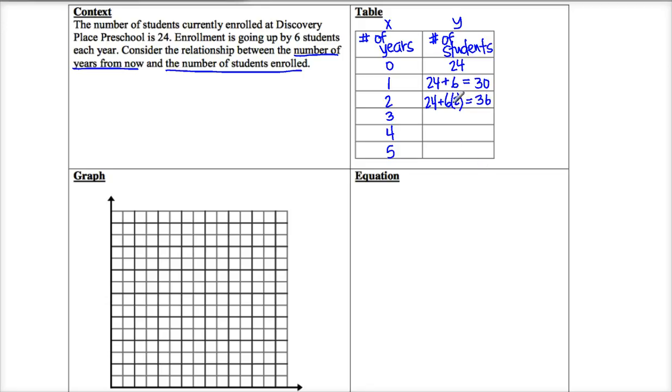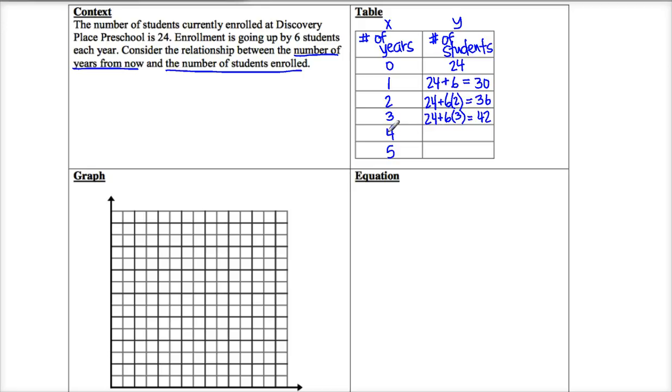Okay, here's our pattern going, right? So how many students will there be after 3 years? We start with 24 and we add 6 per year. So there's 18 new students this year, plus the 24 we started with, gives me 42.